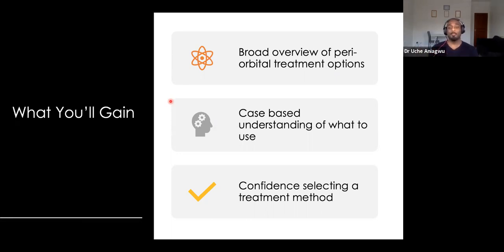What can you consider? And the next thing I want us to do is look at this on a case-based level. So look at faces, analyze the faces and go, what will we do with this face together, and decide what treatment option is going to be right for us. And the last thing I'm hoping you guys gain from this, most importantly, is a bit more confidence in selecting the treatment method that you can use to manage your patients in your clinics.